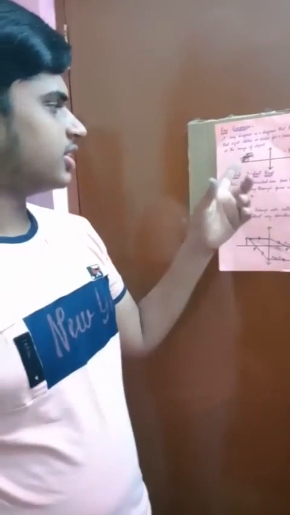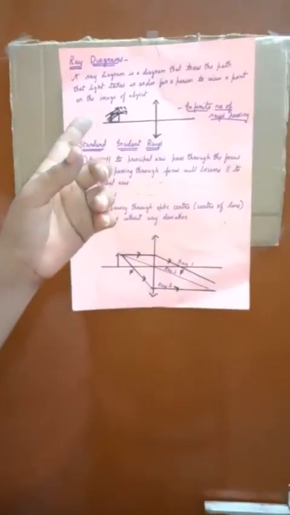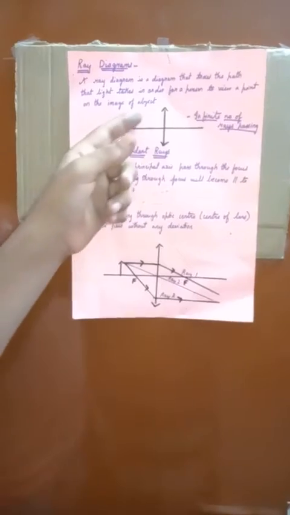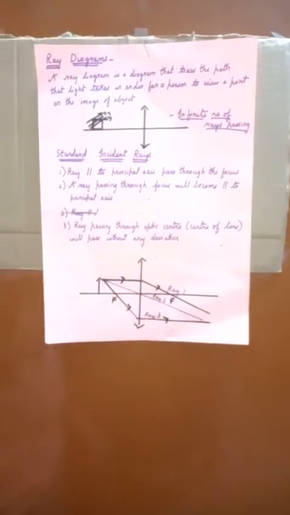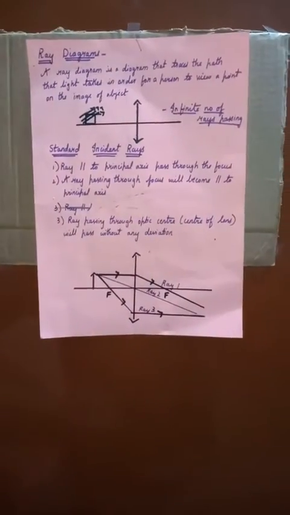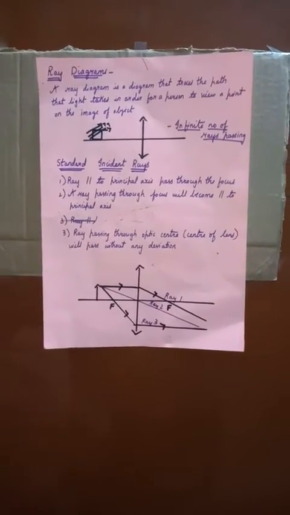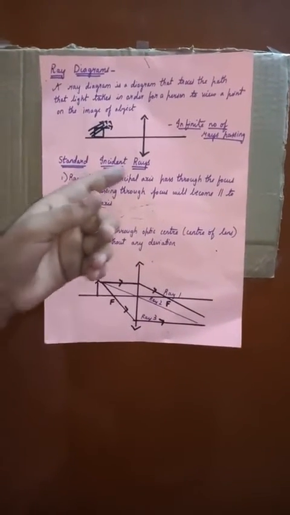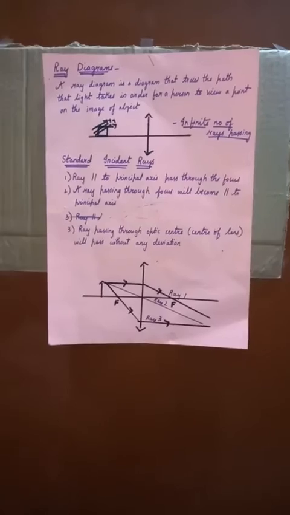Let us consider an object on the principal axis. When I focus a torchlight on the particular object, you can see a number of rays passing through the object. You may ask me, which rays are to be considered while drawing the ray diagrams? Yes, we consider the standard incident rays while drawing the ray diagrams.